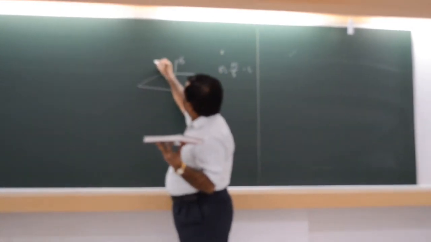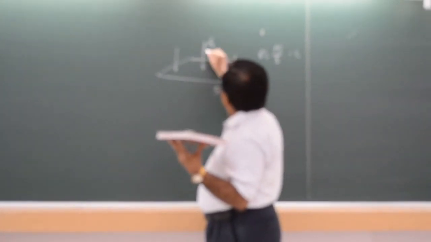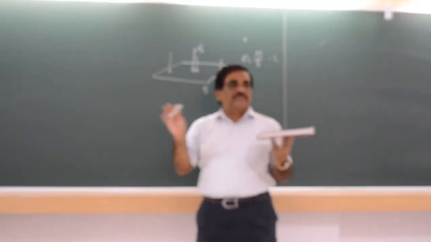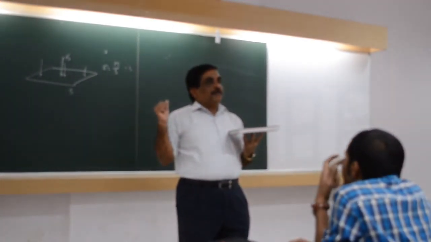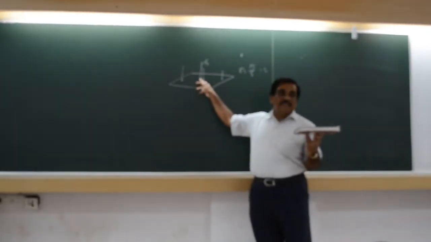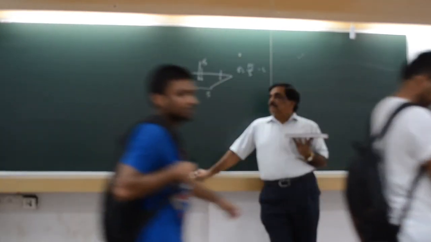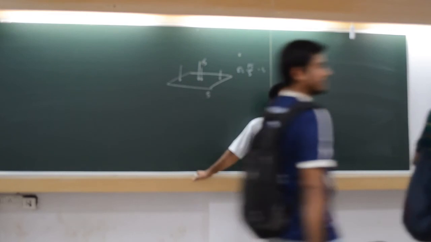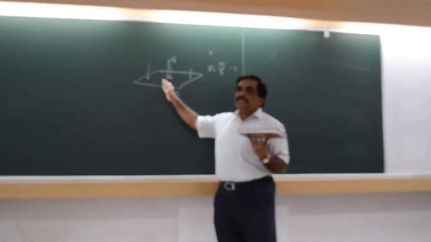So 3 arrows, these are the stress arrows. 3 arrows, that's distributed over the area. Stress is 3, but 15 is working only here. Understood now? Now suppose I reduce the area.